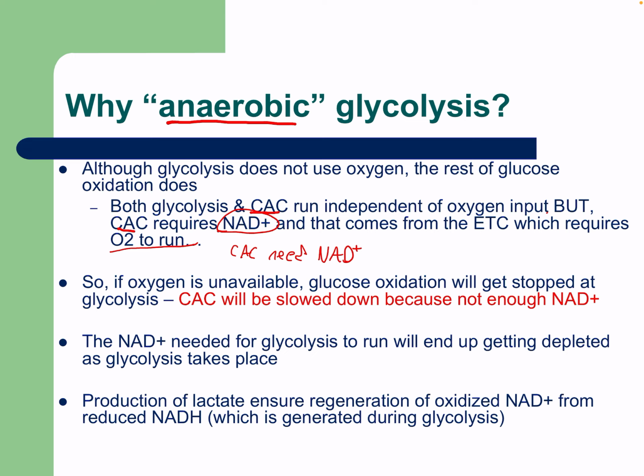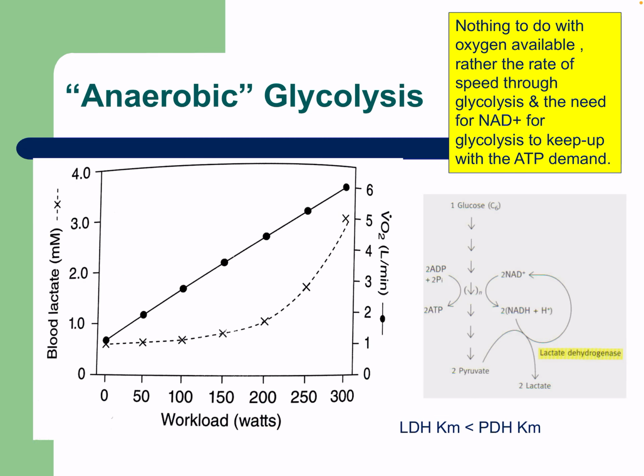If oxygen is unavailable, glucose oxidation will get stopped at glycolysis, and the citric acid cycle will be slowed down because there's not enough NAD+. The NAD+ needed for glycolysis to run will end up getting depleted as glycolysis takes place, and the production of lactate ensures regeneration of oxidized NAD+, that's very important, from the reduced NADH, which is generated during glycolysis. Again, aerobic glycolysis has nothing to do with oxygen availability, rather the rate of speed through glycolysis and the need for NAD+ for glycolysis to keep up with ATP demand.